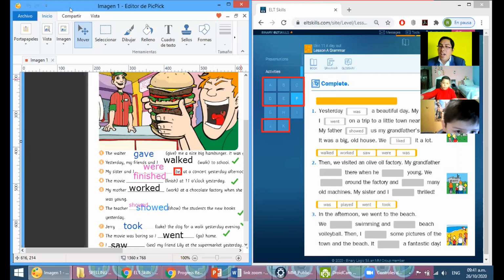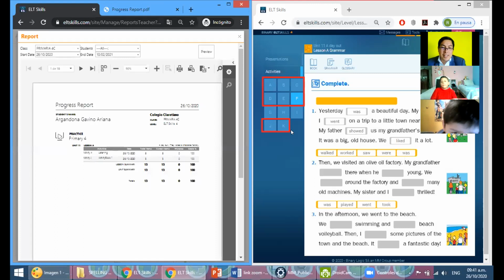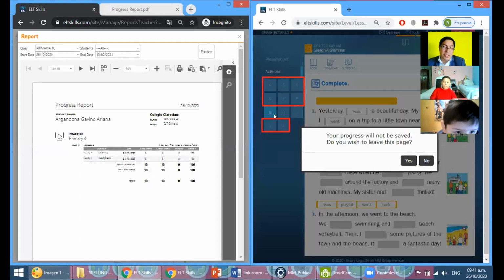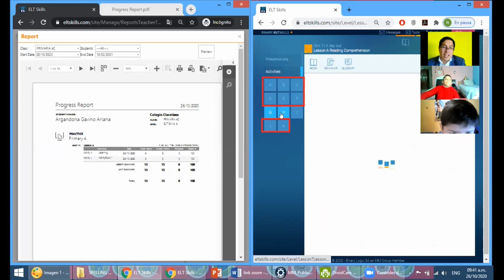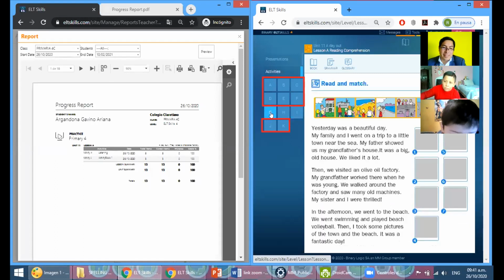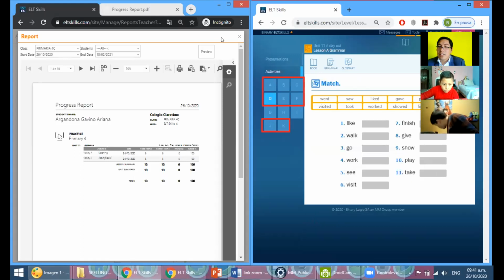Good, Adrián, good. If you finish, excellent, my friend, excellent job. Adrián, maybe you can continue. More difficult activities for you. G, H, I. Activity G. Read the text and match the picture. Okay? The rest, please, we continue. Continue, let's work.